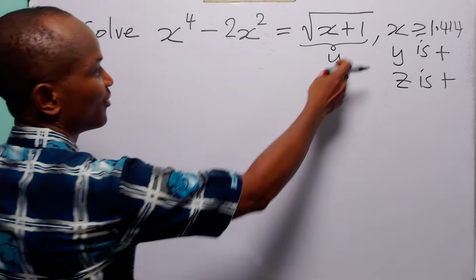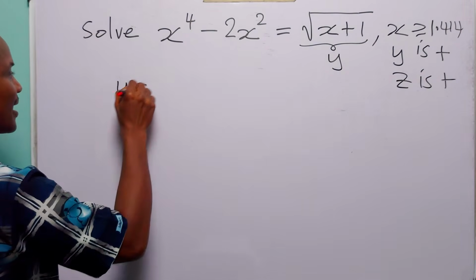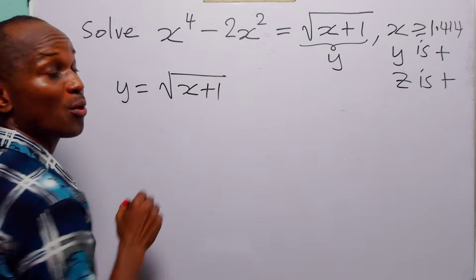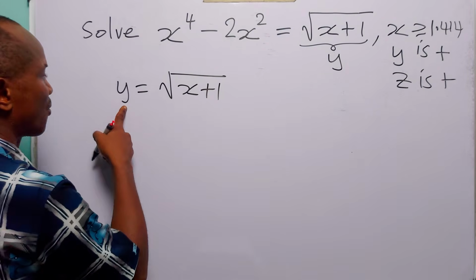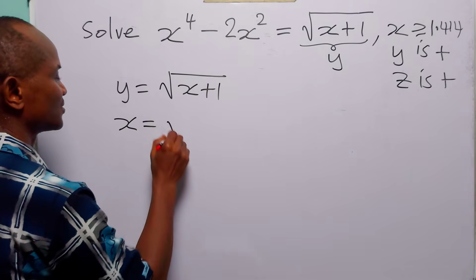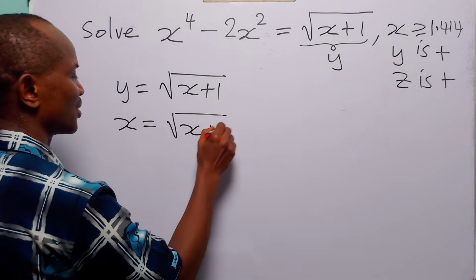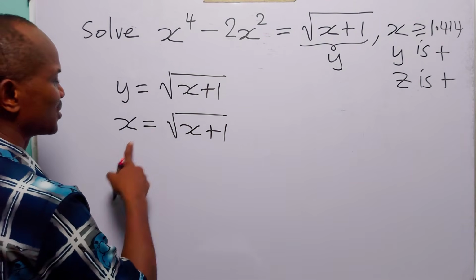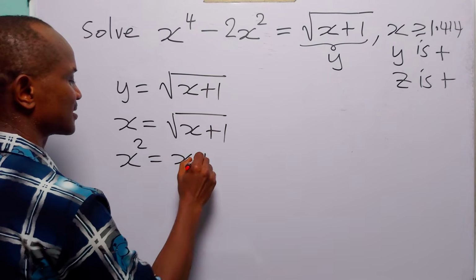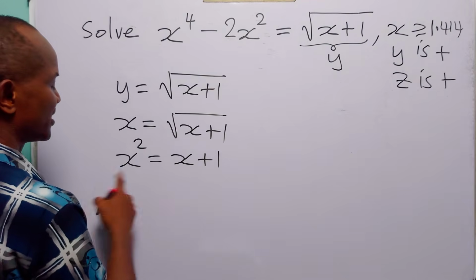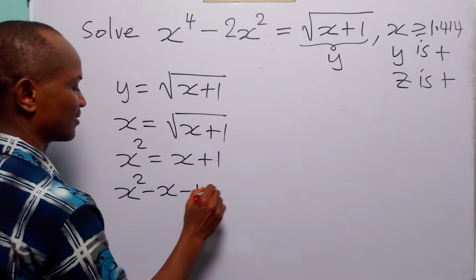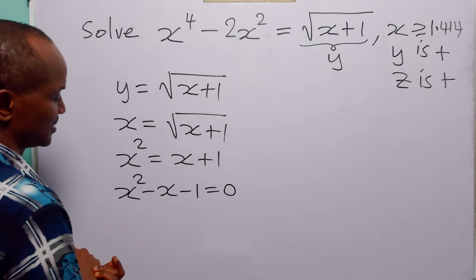And finally, from here we have that y is equal to the square root of x plus 1. But now remember that y is equal to x. So we have that x is equal to the square root of x plus 1. Squaring both sides of this equation, we have that x squared is equal to x plus 1. Rearranging this equation, we have x squared minus x minus 1 is equal to 0.